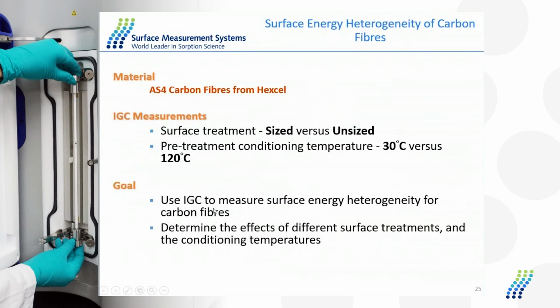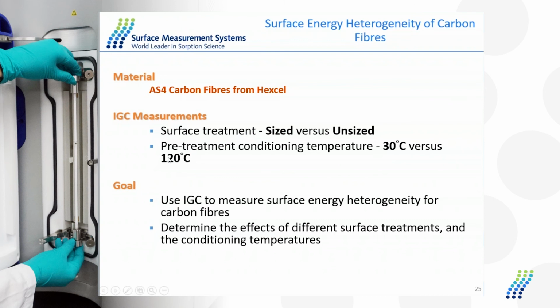Moving on to another surface treatment example. We looked at two variables on an AS4 carbon fiber. This is an off-the-shelf carbon fiber. And we looked at surface treatment. So we just looked at a sized versus an unsized carbon fiber. And then we also looked at the pre-exposure conditions. So just measuring them as is at room temperature or 30 degrees C, and then measuring them again after they've been heated to 120 degrees C.